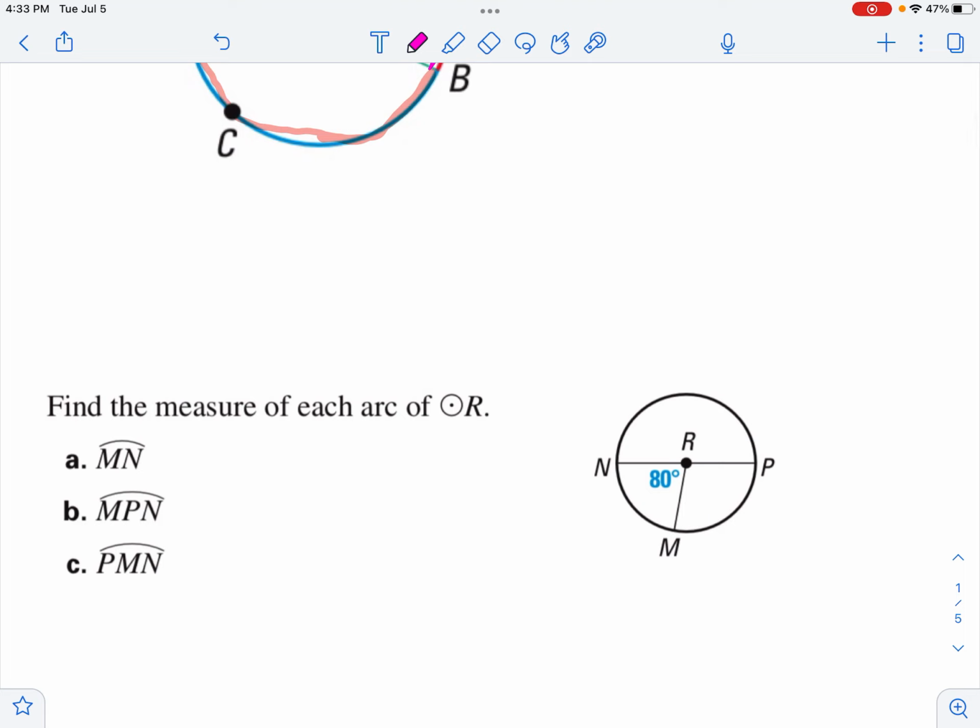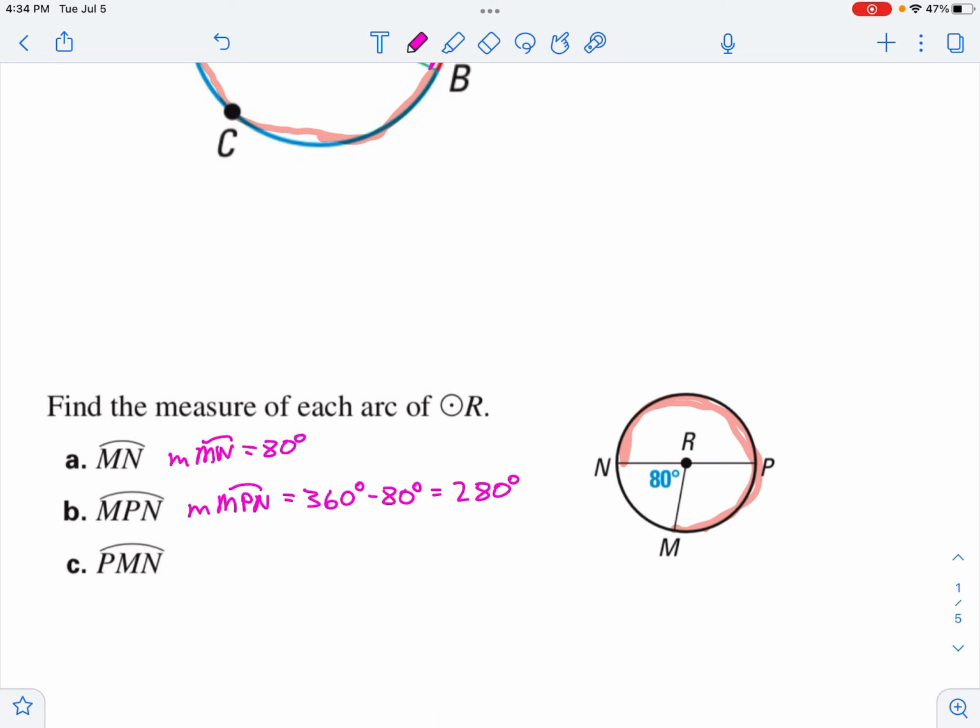Now, let's just practice that a minute. Here we've got a circle, and we're assuming here that NP is the diameter. Notice that the measure of MN is going to be 80. Okay, now the rest looks like MPN. MPN, that's the rest of it. All of that over there, the measure of MPN is going to be 360 minus 80, which would be 280.